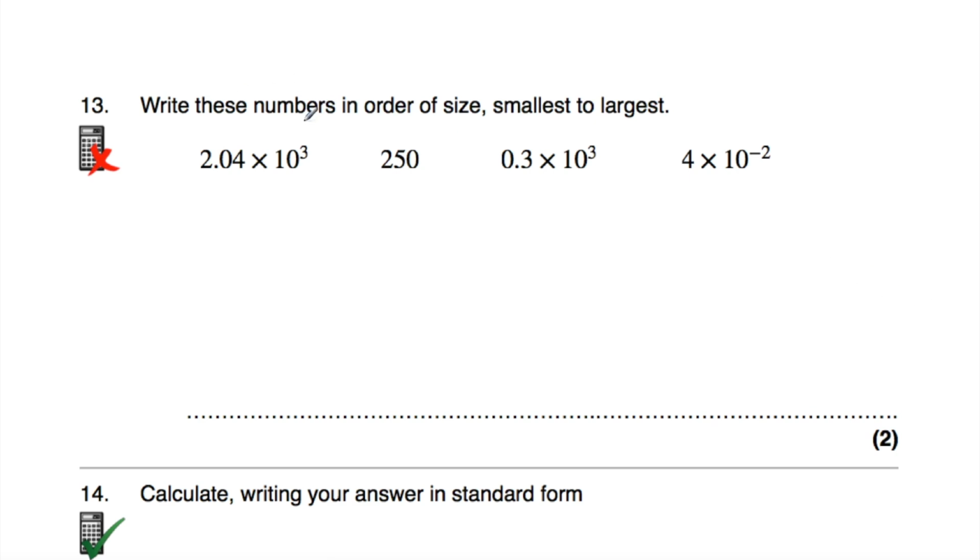So question number 13, we've been asked to write these numbers in order of size, starting with the smallest. So we're going to go from smallest to largest. So let's write these numbers as ordinary numbers. So 250, that's great. Let's write the other three numbers as ordinary numbers.